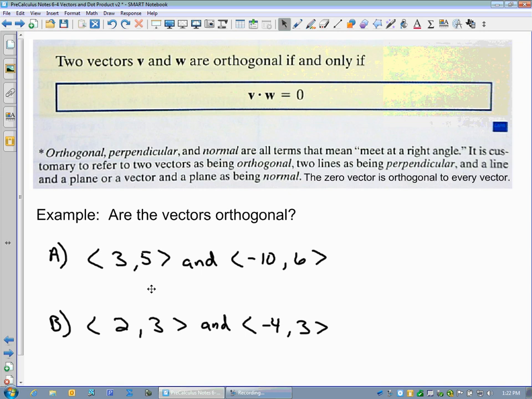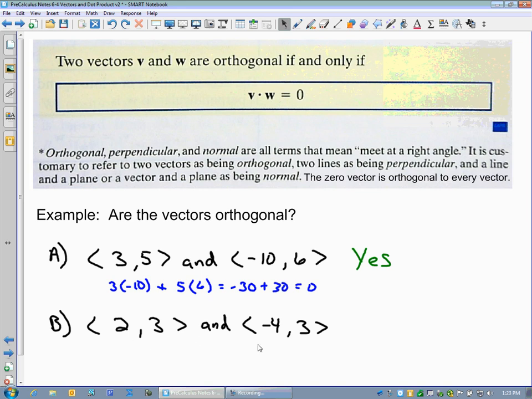So let's look at the question, are these vectors orthogonal? Well, first of all, we have 3 times -10 is -30. And then 5 times 6 is a positive 30. If I add those together, you see I do get 0. So the dot product of these two vectors is 0, so therefore, yes, they are orthogonal. I didn't even have to draw them out. I could just see by the dot product that they are orthogonal.